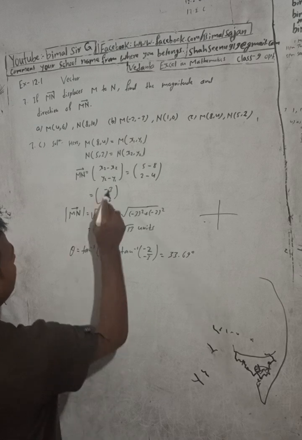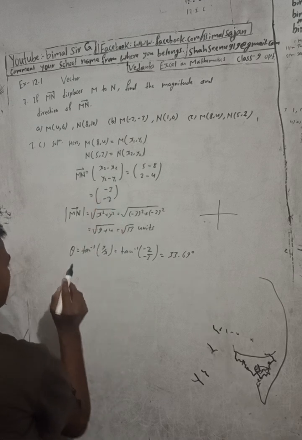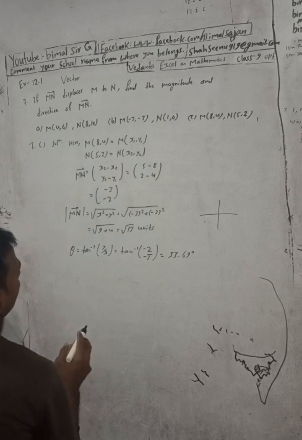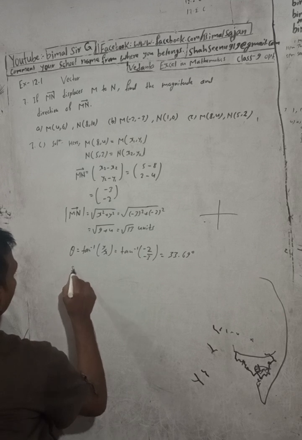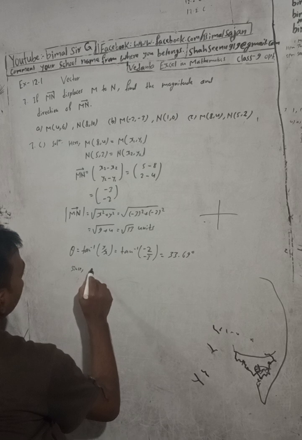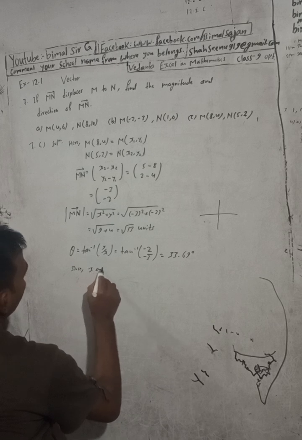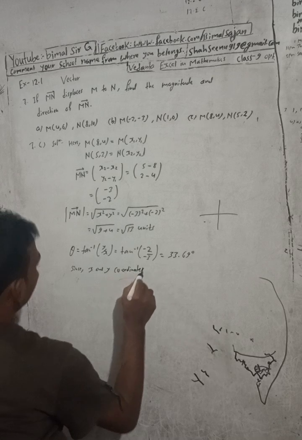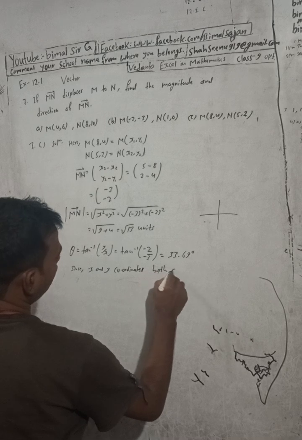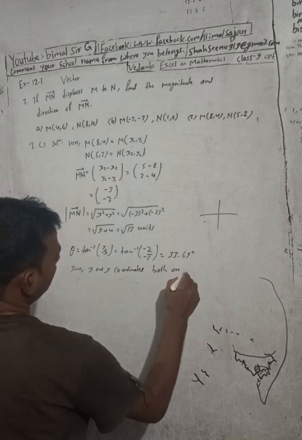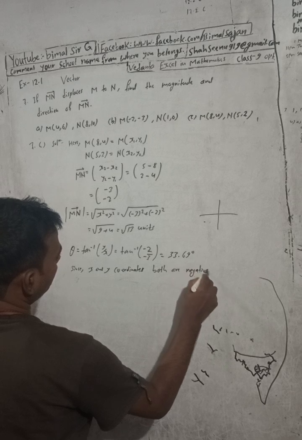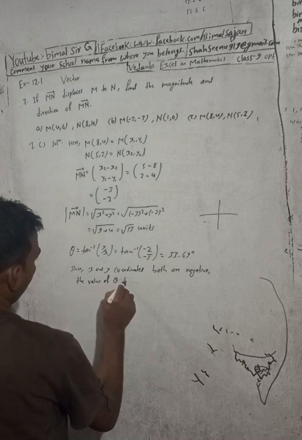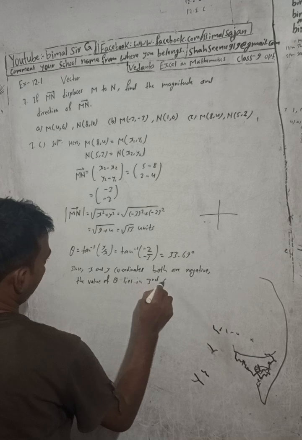But theta lies in the third quadrant. Why? Because both are negative. How can we write it? Since the x and y coordinates both are negative, the value of theta lies in the third quadrant.